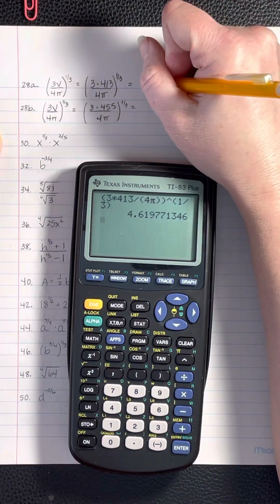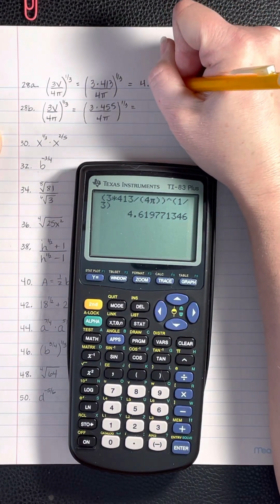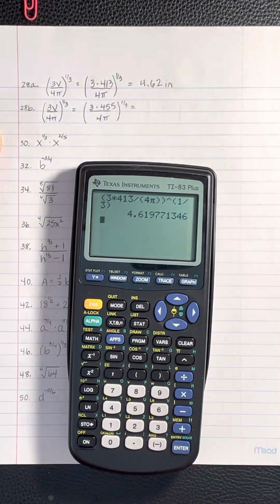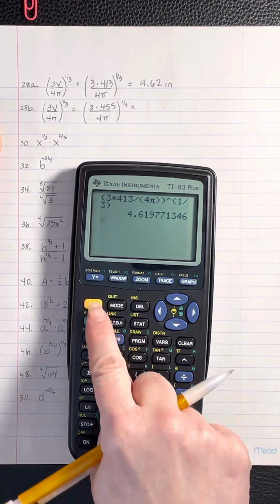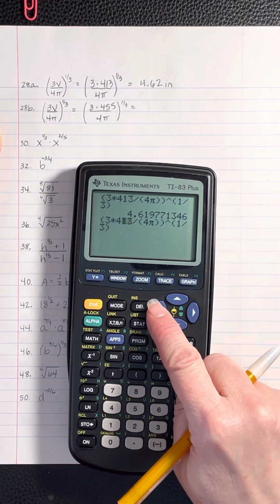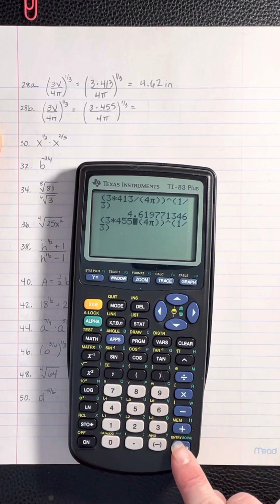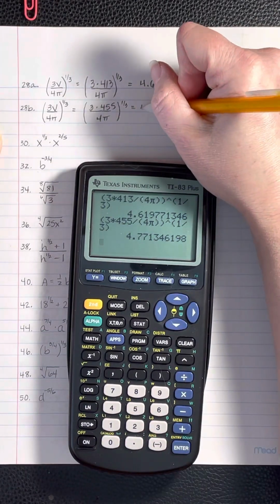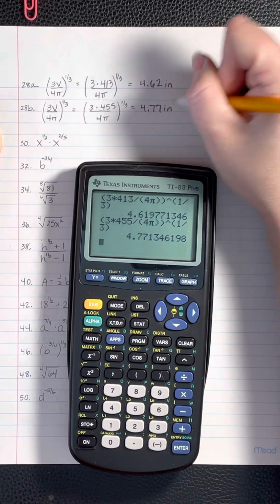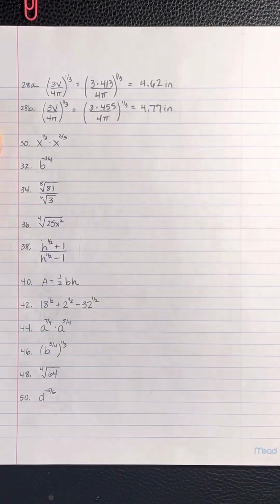So for a women's basketball, it's 4.62 inches. And then for the men's basketball, it's 4.77 inches.